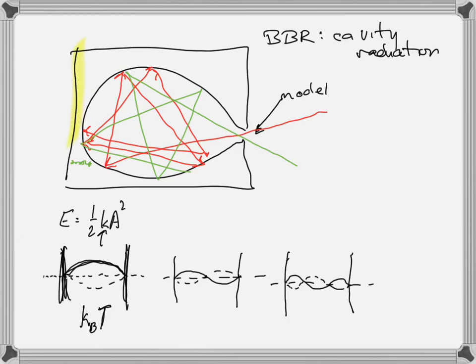So the statistical mechanics model is that each of these modes has an energy of kBT, and that we add up a large number of standing wave modes in order to figure out the amount of energy that's being emitted. So we just add up the energy per standing wave mode.